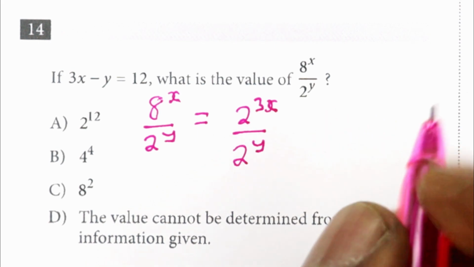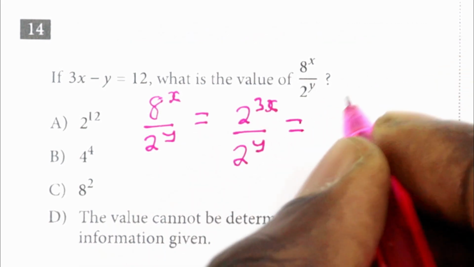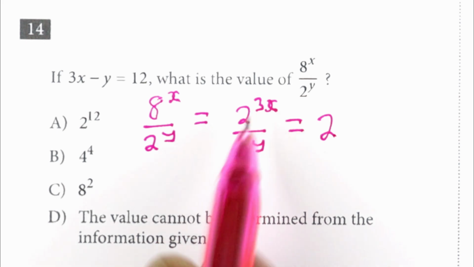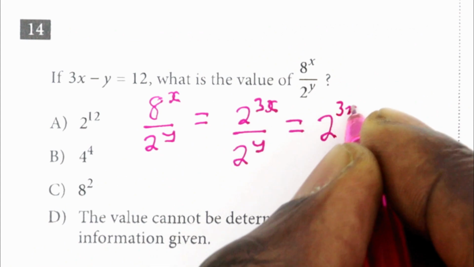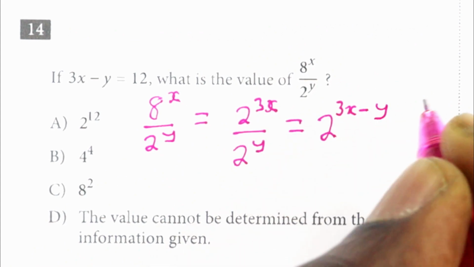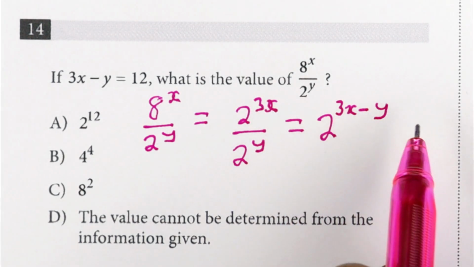So according to the laws of indices, this should be the same as 2. It's a division between these two numbers and they have a common base. So it means you just get a difference of the powers. So you have 2 raised power 3x minus y.